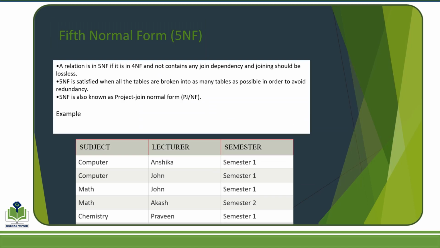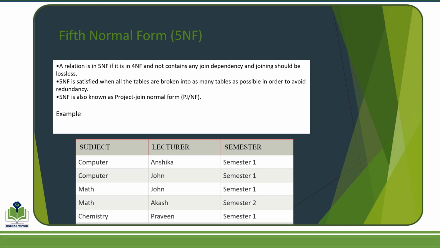And the last normal form is fifth normal form. If a relation has to be in fifth normal form, it should be in fourth normal form and not contain any join dependency. And also while joining, it should be lossless. So the fifth normal form is satisfied when all the tables are broken into as many tables as possible in order to avoid redundancy. Fifth normal form is also known as project join normal form, PJNF.